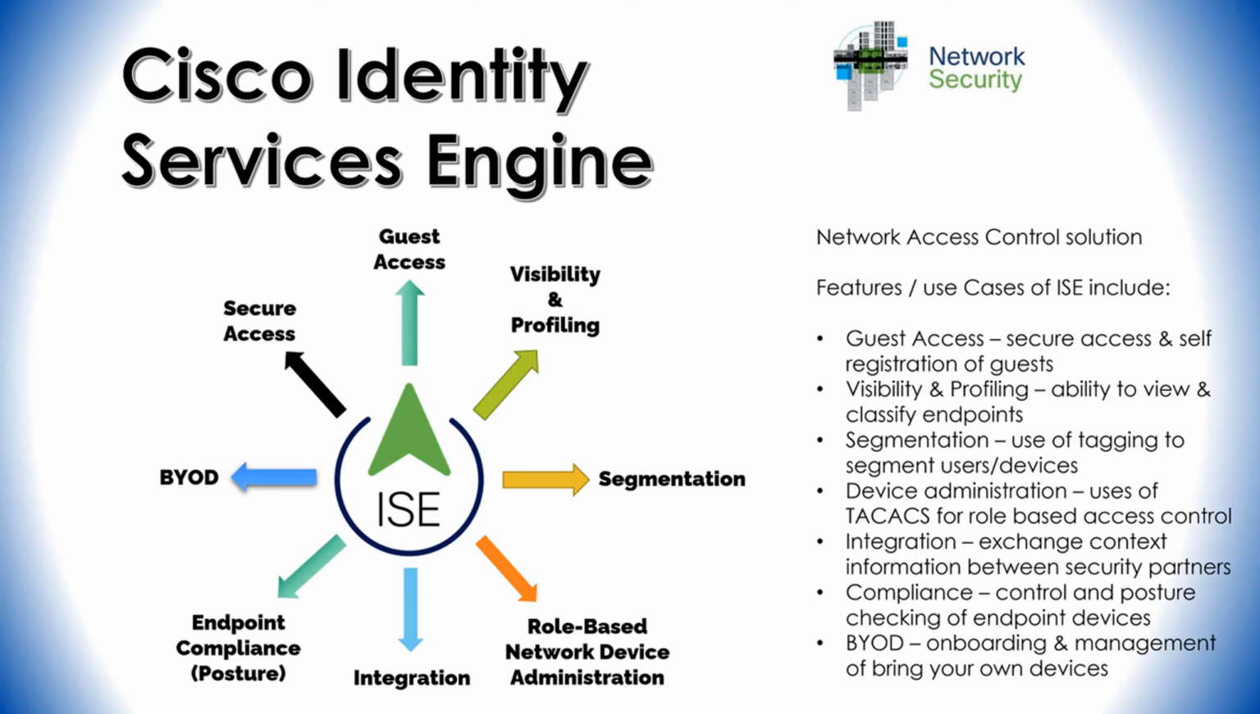Asset visibility and profiling. There's visibility and profiling, where you have asset visibility, where you are able to see and classify endpoints and give them the appropriate authorization using device profiles. ISE checks the who, what, when, where elements, so it knows who is trying to access the network, and then it can enforce access policies based on that information.